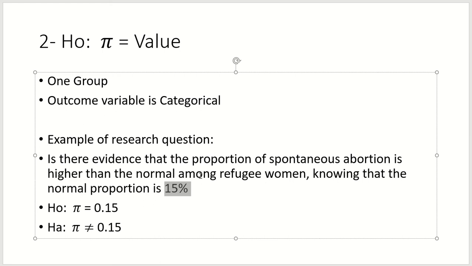Your outcome is spontaneous abortion, and you want to know if the rate, the proportion, the percentage is different from the normal. And the normal is what you're provided, that is the 15%. And therefore, you test the hypothesis using pi equals 0.15. The alternative hypothesis, pi is not equal to 0.15.